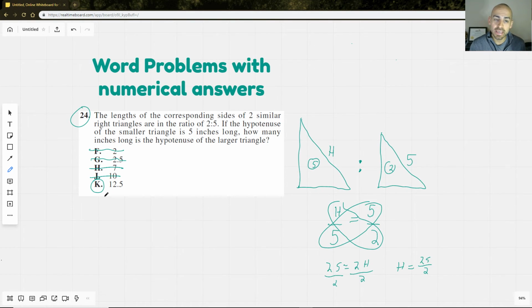But if you feel more comfortable using the calculator, you want to use what works best for you, and you can do it that way as well.